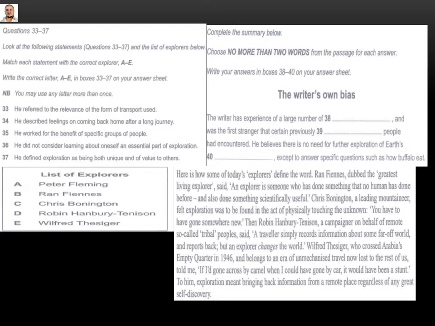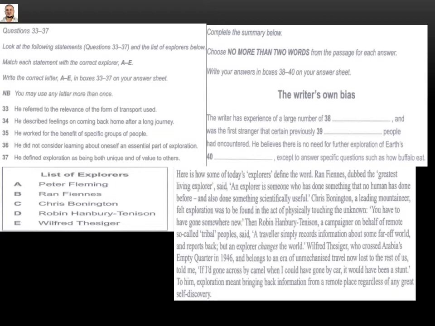Wilfred Thesiger, who crossed Arabia's Empty Quarter in 1946 and belongs to an era of mechanized travel now lost to the rest of us, told me, "I'd have gone across by camel when I could have gone by car." Okay, it explains 33, he referred to the relevance of the form of transport used, which means going across by camel when he could have gone by car. We have two forms of transport, so 33 will be Wilfred Thesiger.